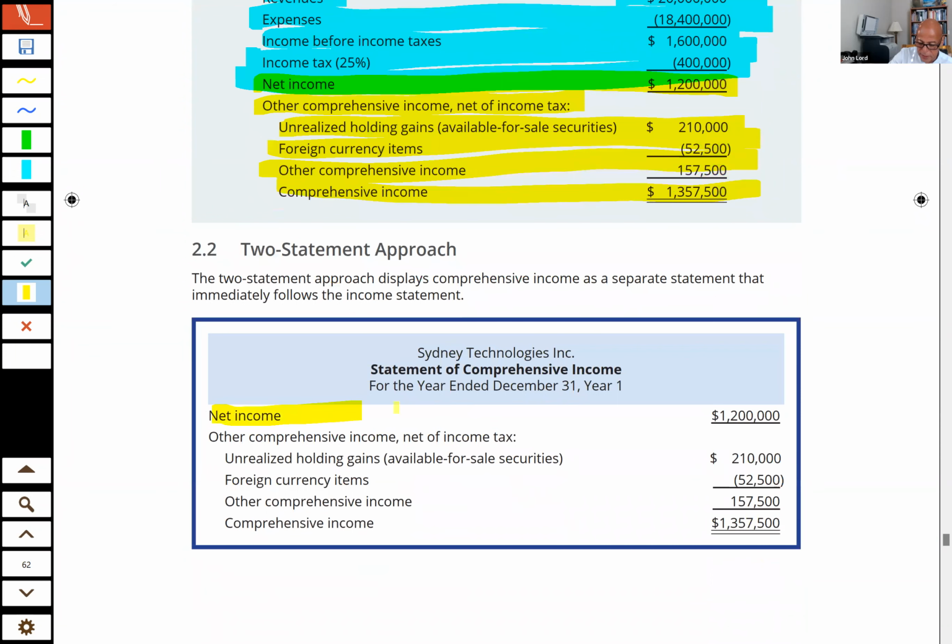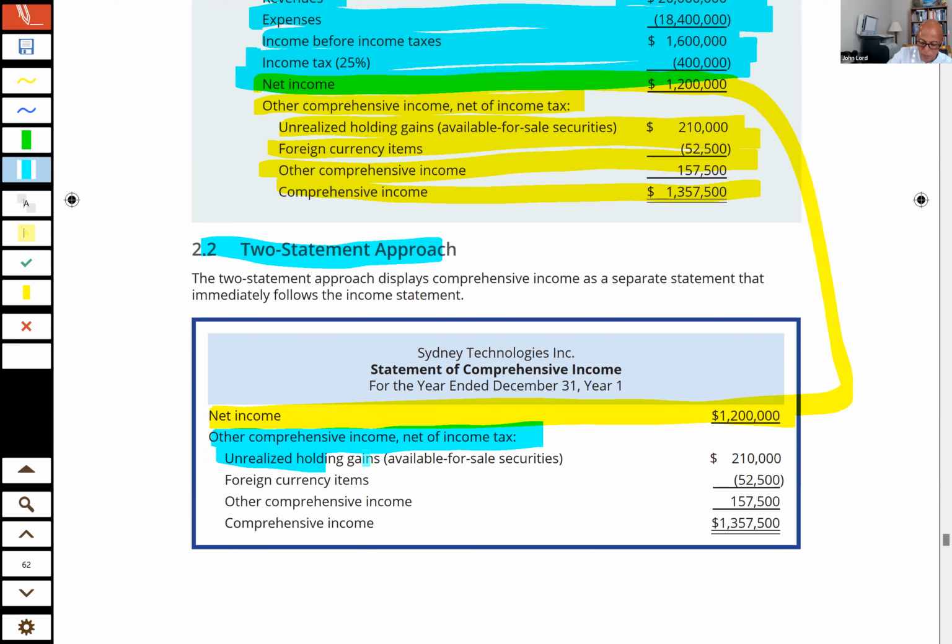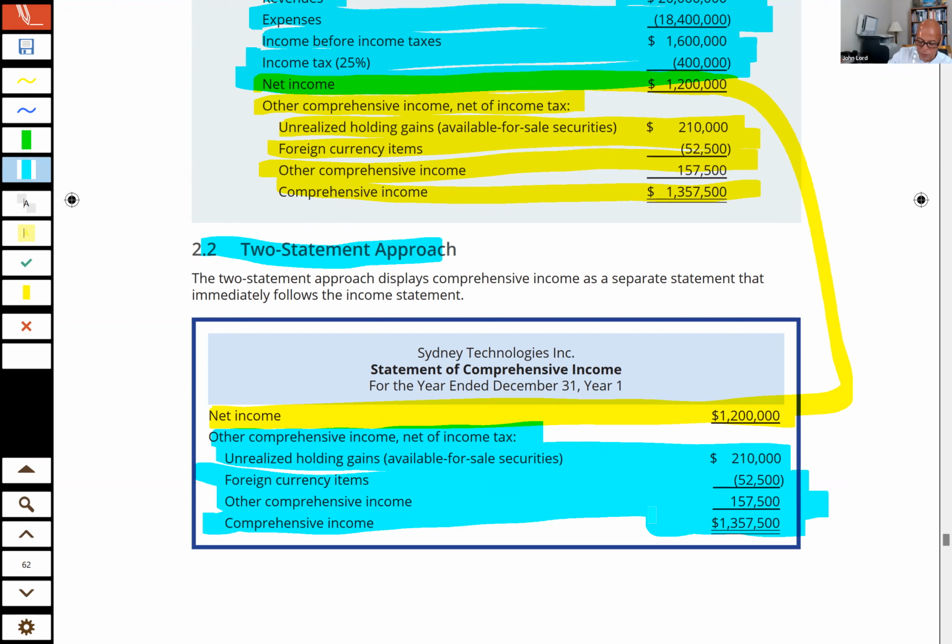They take the net income, they just bring it down from the income statement, right? They bring it over from the income statement. And I think most companies, by the way, I haven't seen any empirical evidence on this, but I think most companies take the two-statement approach, okay? And then they just start bringing down these other comprehensive income items. And that gives me my other comprehensive income. Net income plus other comprehensive income gives me comprehensive income. So you have that option of one statement or two statements.